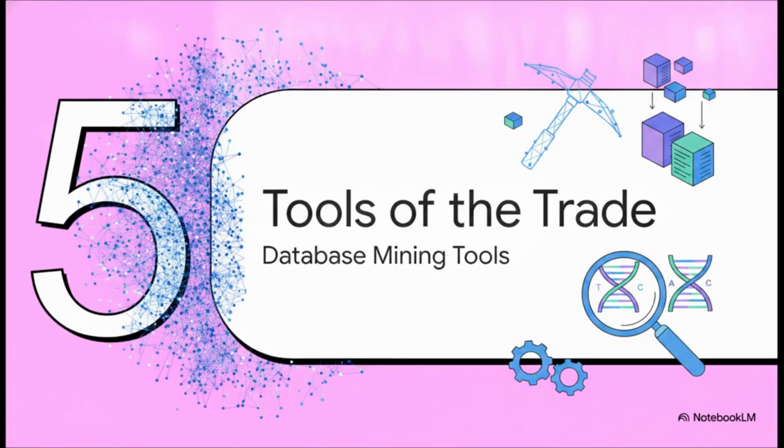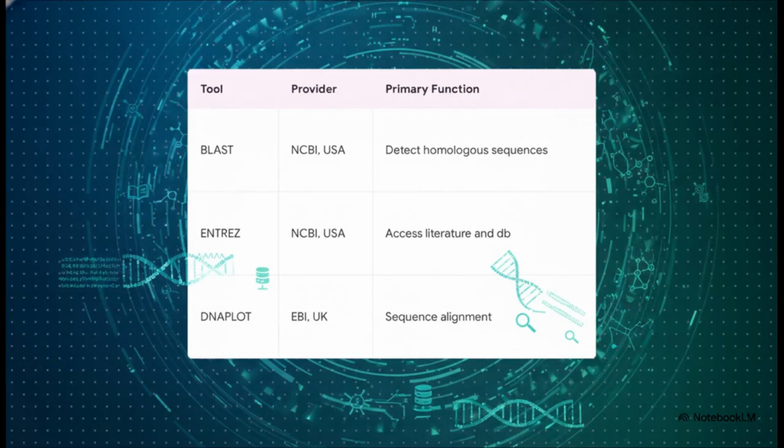Section 5. Tools of the trade. So the data is vast. The databases are perfectly organized. How do scientists actually search through them? Let's check out the mining tools. And this brilliantly illustrates how specific tools act like highly specialized search engines, totally tailored for genetic code. Without these, those massive databases would be pretty much useless.